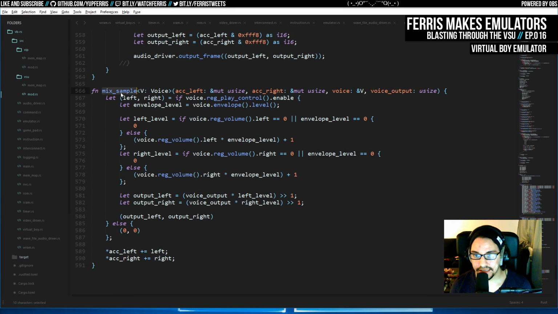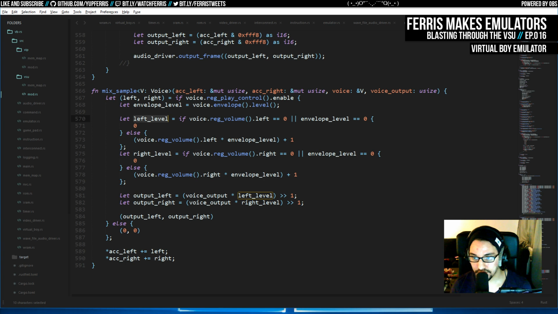But anyway, this mix sample basically has 2 jobs. It has to figure out what the actual audio level is coming out of the voice for both the left and right speakers, and then add them to the accumulators here. So what we do is basically we check if the play control is enabled on that voice. If it is not, we're basically going to have 0 for the left and right. But if it is, then we grab the envelope level from the voice's envelope. Currently, this is just hard-coded to the highest value, like I showed you guys before, because I haven't really implemented that yet. But then we take the left and right levels from the voice level registers.